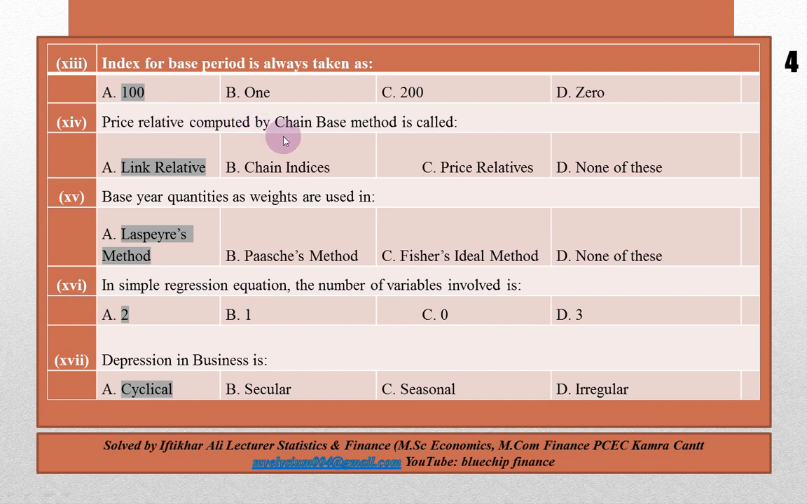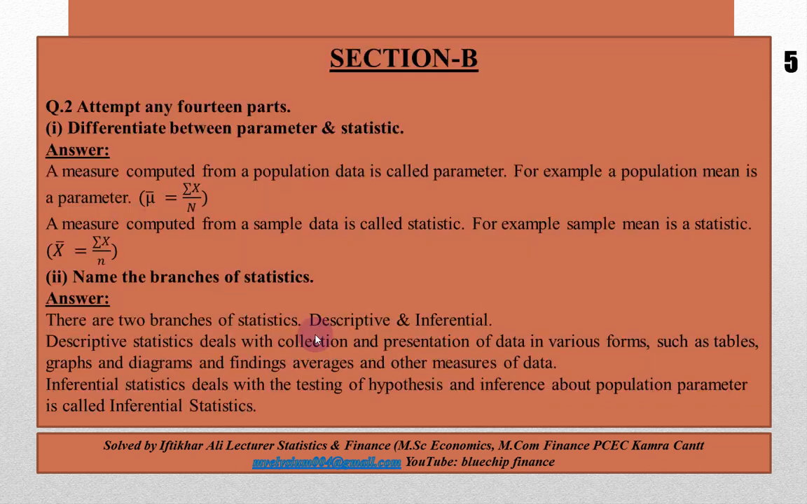Price relative computed by chain based method is called link relative. Base year quantities as weights are used in Laspeyres' method. In simple regression equation, the number of variables involved is 2. And the last one, depression in business is called cyclical variation, correct option is cyclical.